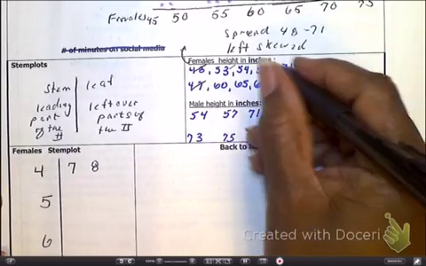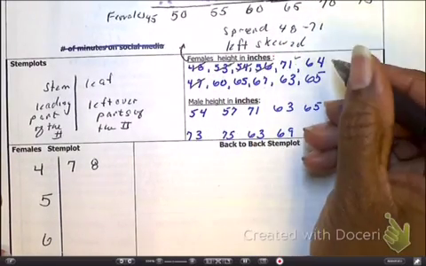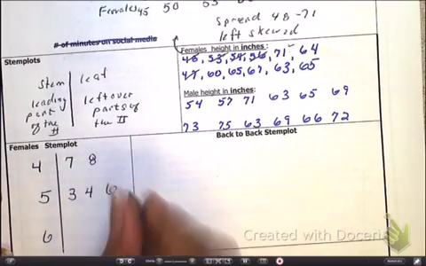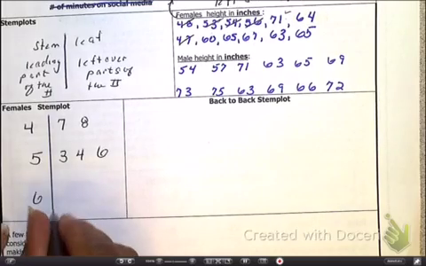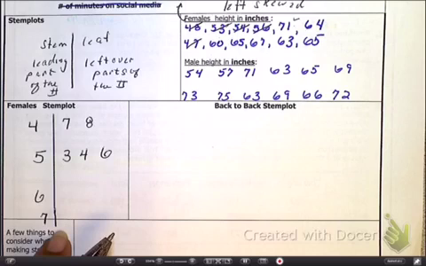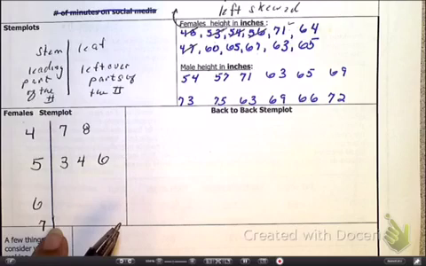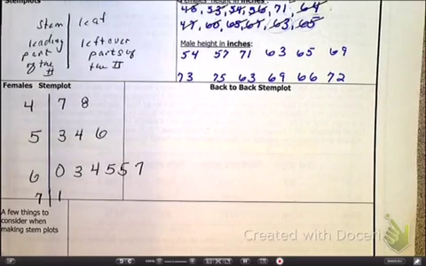Then I look at my 50s. I have 53, 54, 56. Oh, I left my 70 off, didn't I? Add that to it. Then I do the same thing to my 70, and the ones that are in the 60s. Okay, this is what I have.